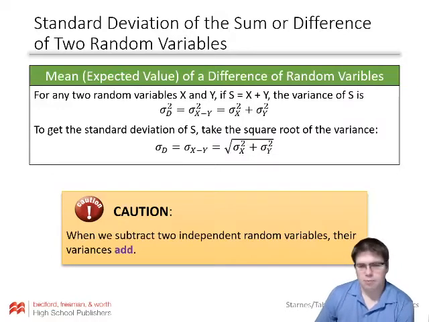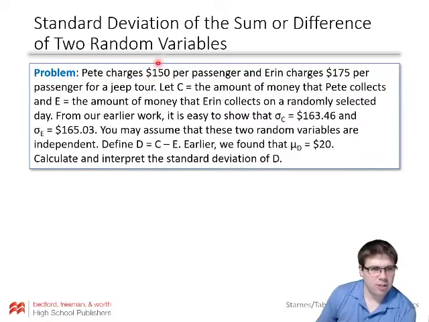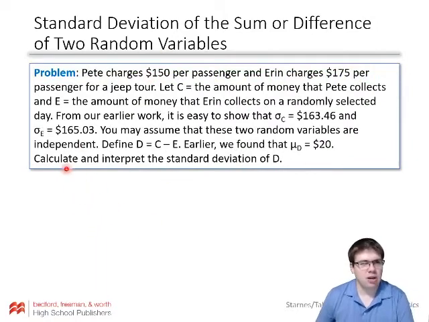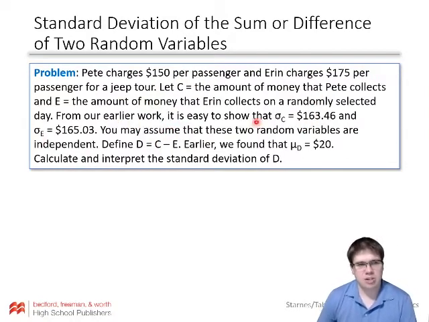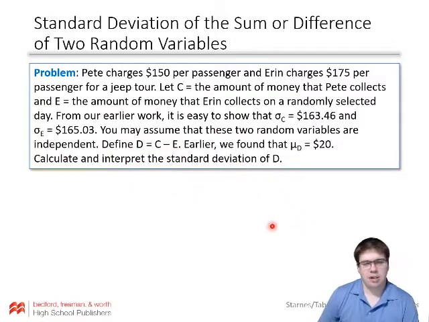All right, so finally an application of this, and then we'll be done. That's a long one. Pete charges $150 per passenger, and Aaron charges $175 per passenger for cheap tours. And so they are giving us the standard deviations of each of those. They said define D as the difference in their amount of money, their earnings. Pete's trying to show off how much more he earns on average or something like that. What's the variability? Calculate and interpret the standard deviation of D.